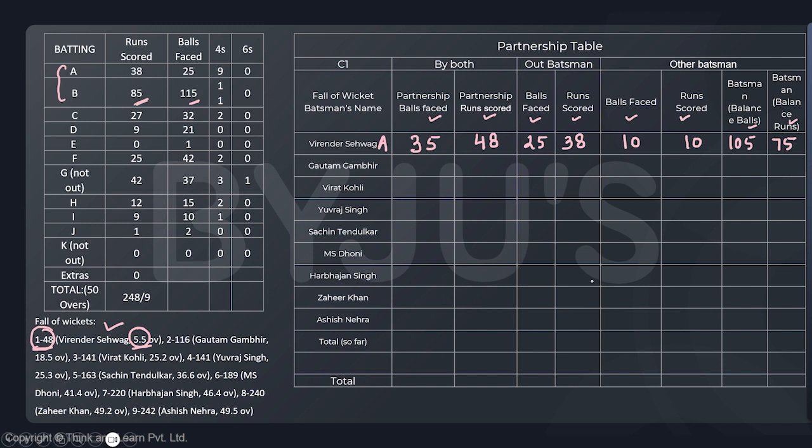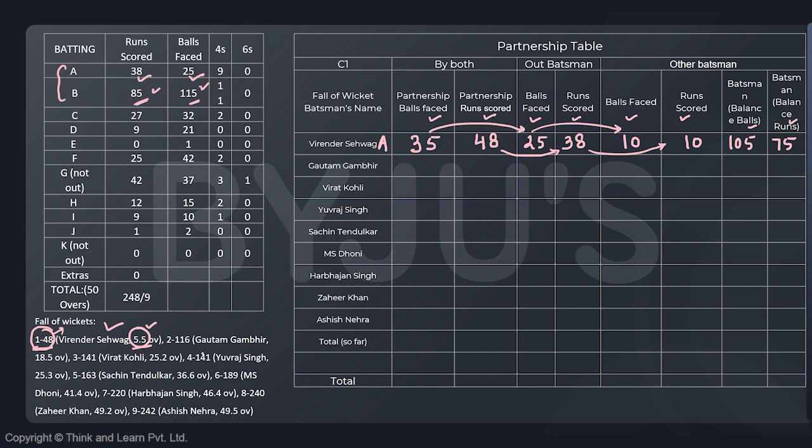I hope this first row is clear, because once it is clear, then only other rows would be clear. 35 balls played by them, which is given by 5.5 overs. 48 runs scored by them. After that, 25 balls are faced by Virendra Sehwag. He made 38 runs. The remaining, that is 35 minus 25, is 10. This minus this is equal to this. And 48 minus 38, that is also equal to 10. These are the runs scored by the other batsman. And these 10 and 10 are reduced from 115 and 85. So that player now has made 75 runs in the remaining 105 balls.